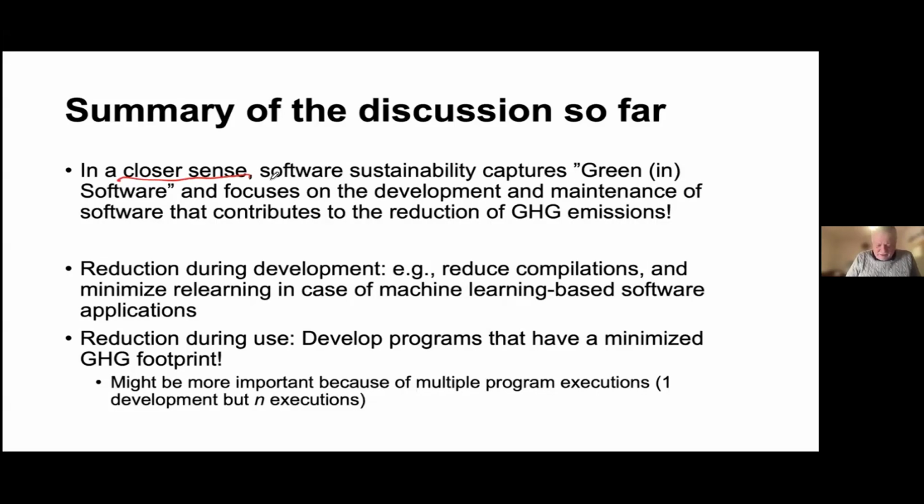In a closer sense, software sustainability is captured by green in software, focusing on development and maintenance of software, but also on the energy consumption of software during operation, in order to contribute to a reduction of greenhouse gas emissions. So this is the thing we have in here. And reduction during development means basically reducing compilations, for example, minimizing relearning in case of machine learning-based software applications, and other things we may want to do.